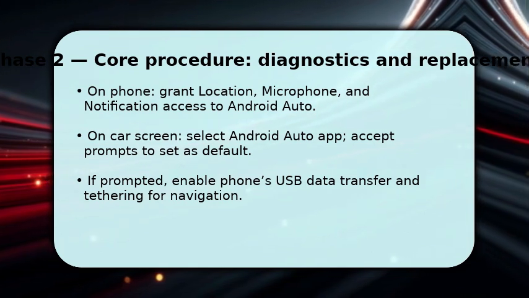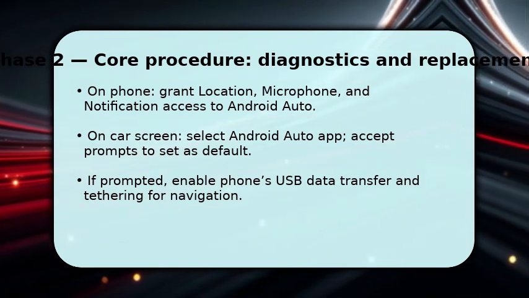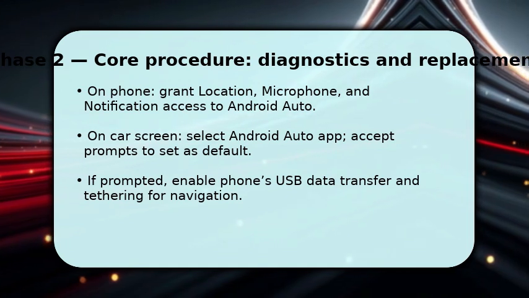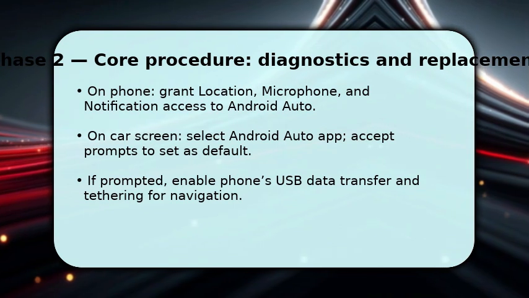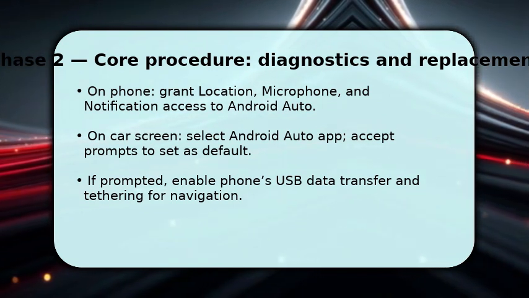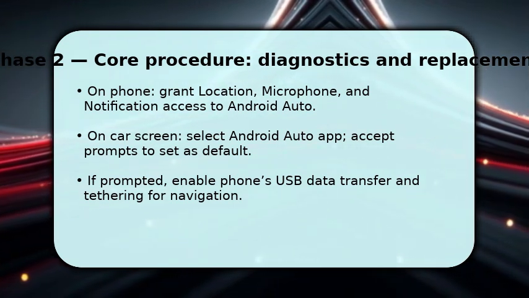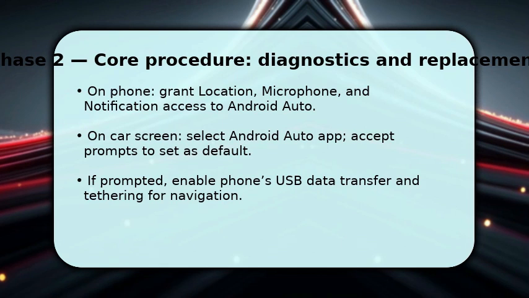On the Nexon screen, choose Android Auto and accept any terms, then set it as the default input if you want instant launches. If the connection asks to enable USB data or tethering, allow it. This ensures map updates and live traffic stay active.